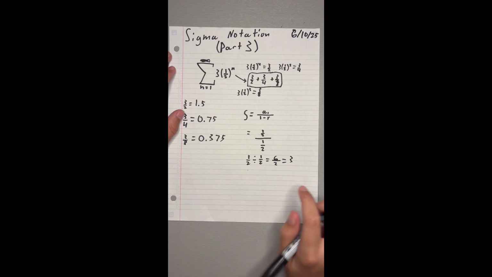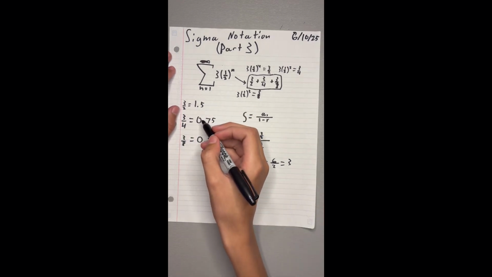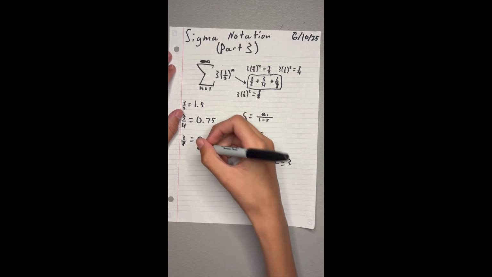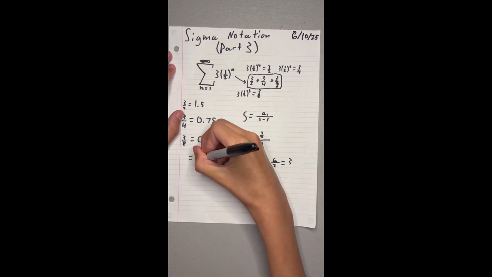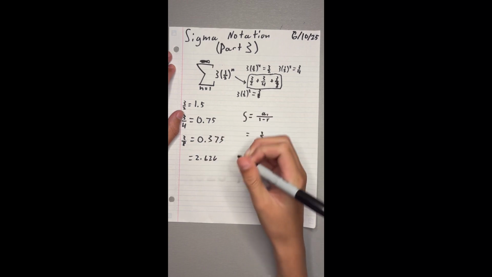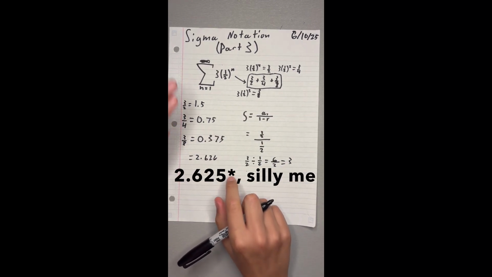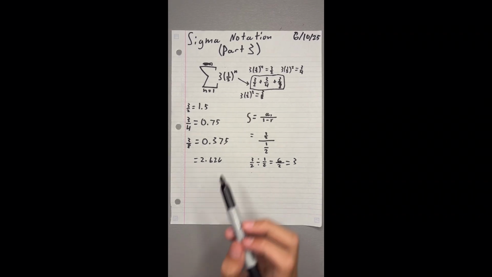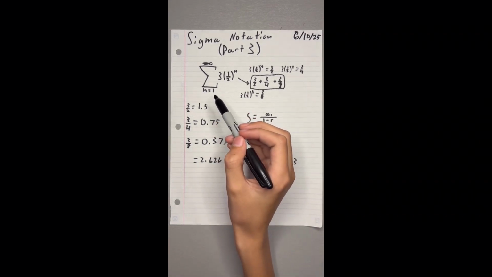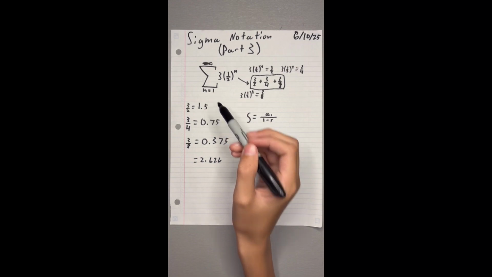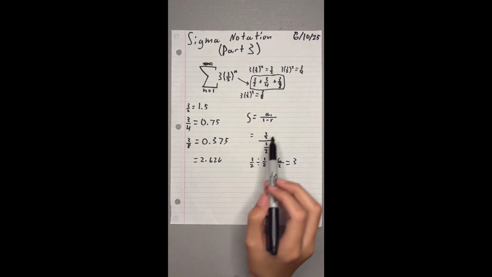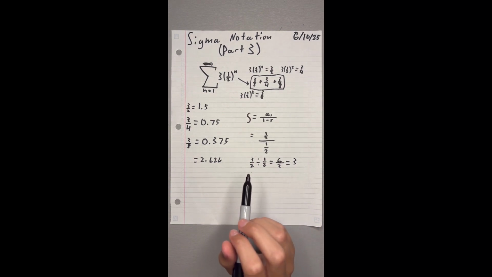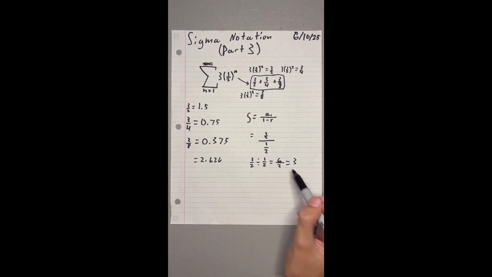This makes sense because 1.5 plus 0.75 plus 0.375 is equal to 2.625, which is pretty close to 3. We have successfully found the solution to a sigma notation expression with an upper limit of infinity. This was only possible because our common ratio was between 0 and 1, so mathematical rules say the expression will converge, or equal a real number.